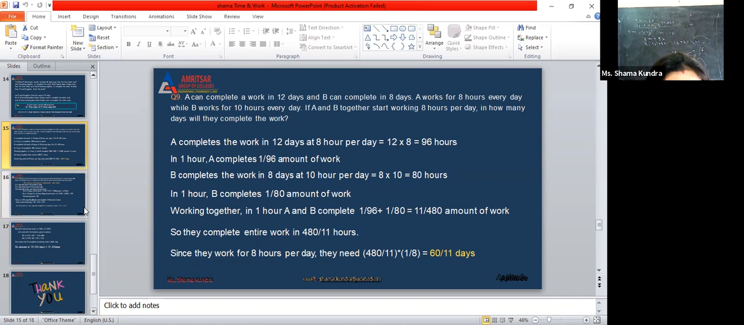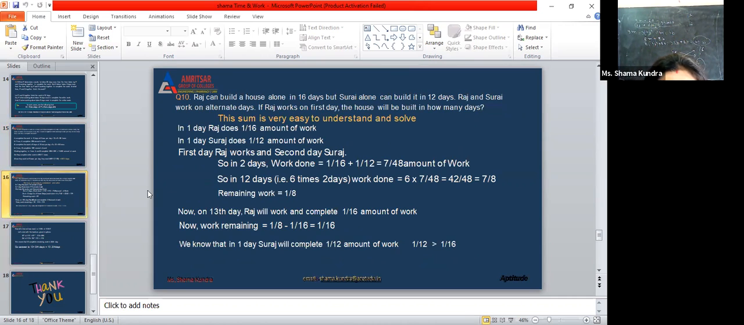Now moving on to question number 10. Raj can build a house alone in 16 days, but Suraj alone can build it in 12 days. Raj and Suraj work on alternate days. If Raj works on the first day, the house will be built in how many days? Here it is given that Raj started the work.